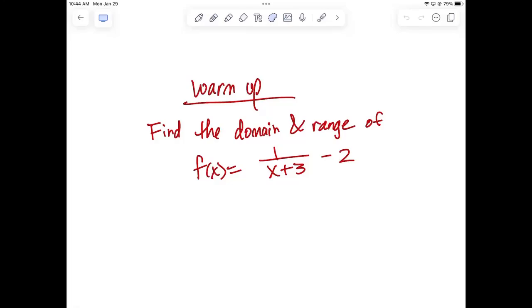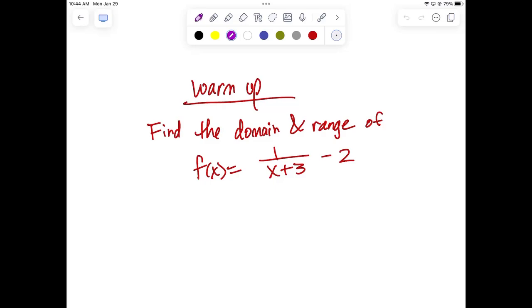All right, let's see how you did on this one. Find the domain and range of. What's the parent function here? The parent function? 1 over x, right. And remember, 1 over x has two types of asymptotes, right? One vertical and one horizontal, right? The VA and the HA.